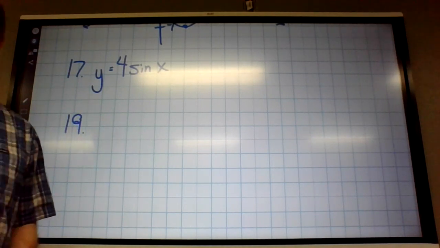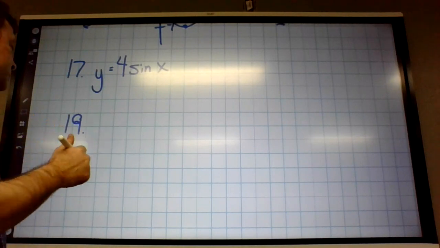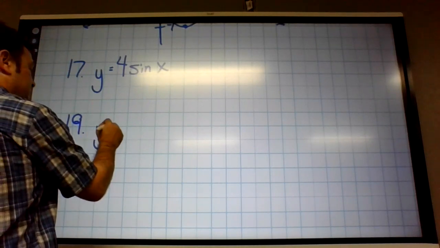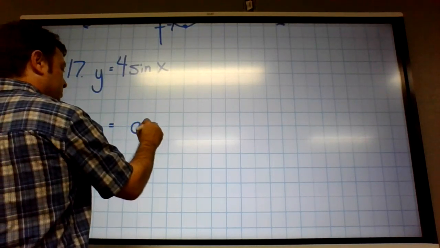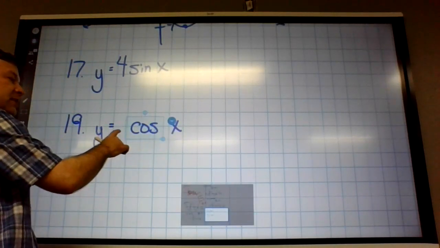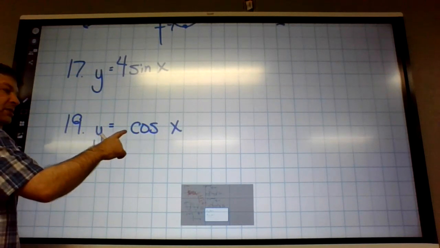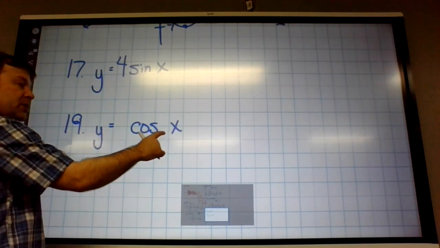Okay, 19. Does that look more like a sine or a cosine? More like a cosine because it's at the top in the middle. Okay, so I'm kind of leaving a couple blanks here. I don't know if you guys can tell. I'm leaving a blank up here for the amplitude and a blank right here in case the period is off.